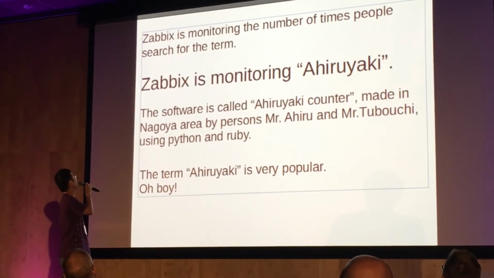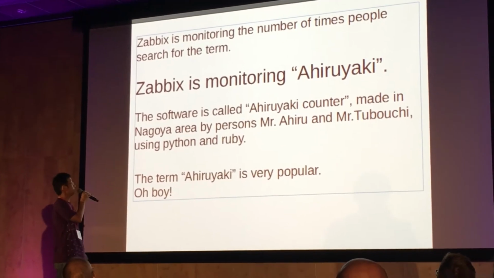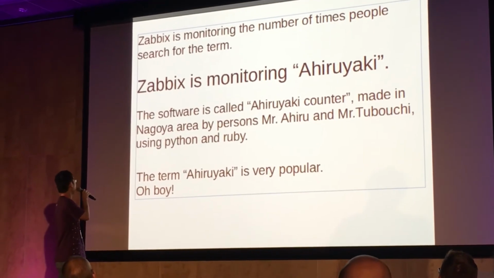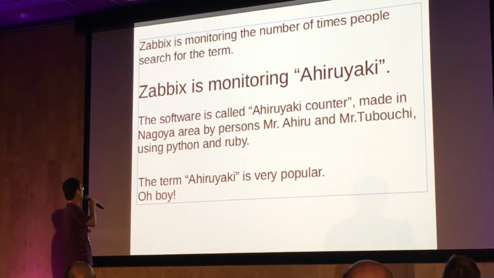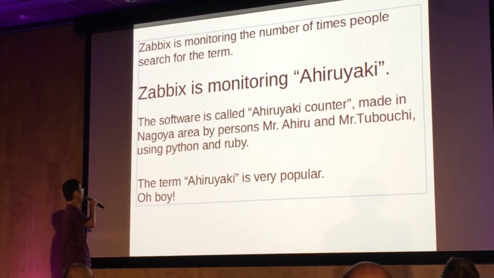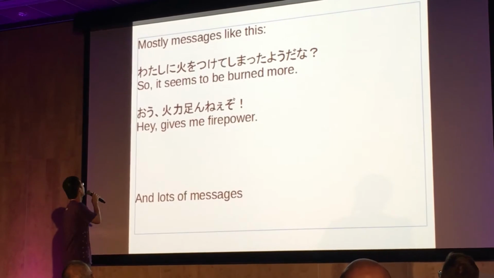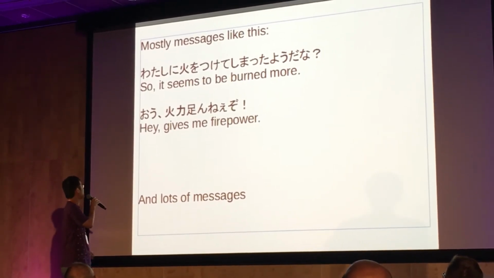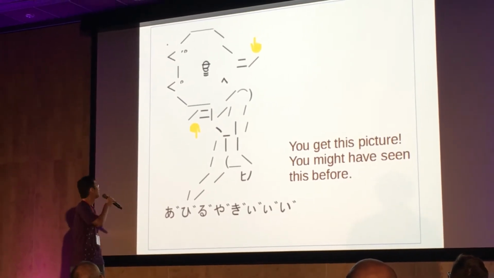Here, Zabbix is monitoring the number of times people search for the term. Zabbix is monitoring hierarchy. The software was made in the Nagoya area by Mr. Ahiru and Mr. Tsuboichi, using Python programs and Ruby. The term hierarchy is very popular worldwide. Most messages like this are in English. And also messages, you get this picture, you might have seen this before, okay?